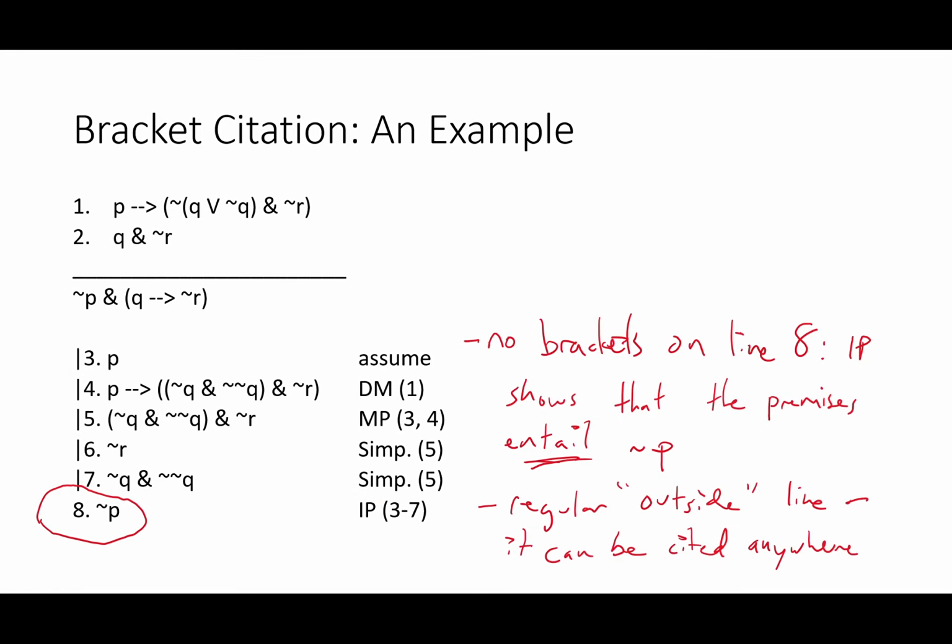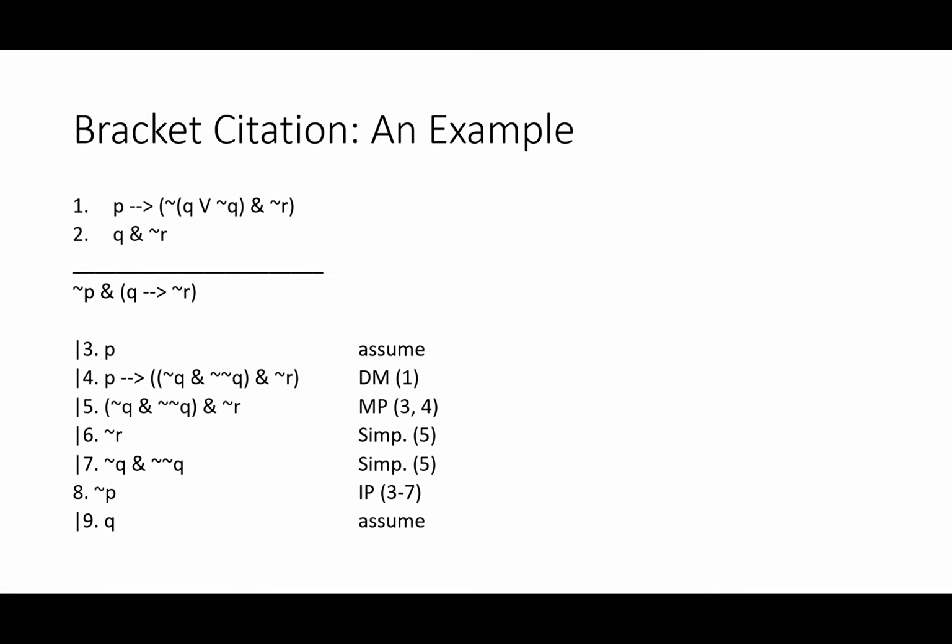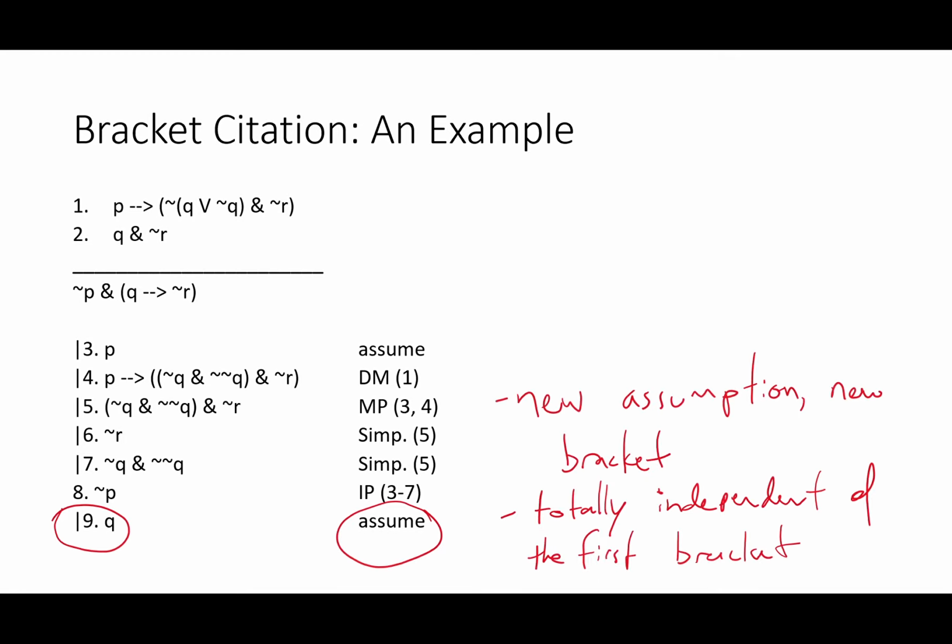Notice that line 8 has no brackets. Indirect proof shows that the premises entail not P. This is just a regular outside line, and it can be cited anywhere. Now we'll start making our next assumption. We'll start with Q, since that's the antecedent of the conditional we're looking for. Our new assumption gets a new bracket. It's totally independent of the first bracket.